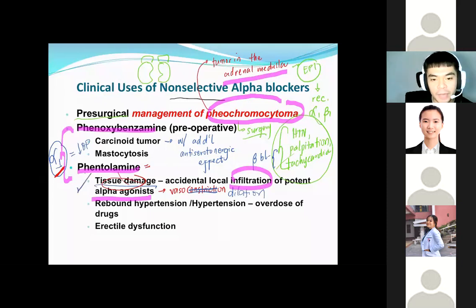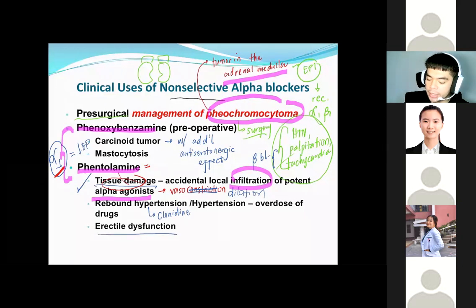Okay? Next use of phentolamine. This drug can be used for rebound hypertension, and this is caused by overusage of certain medications. So rebound hypertension, pwede din siyang gamitin. Often, ang rebound hypertension is caused by using clonidine. And to counteract that, we can administer phentolamine. Okay? And finally, erectile dysfunction.